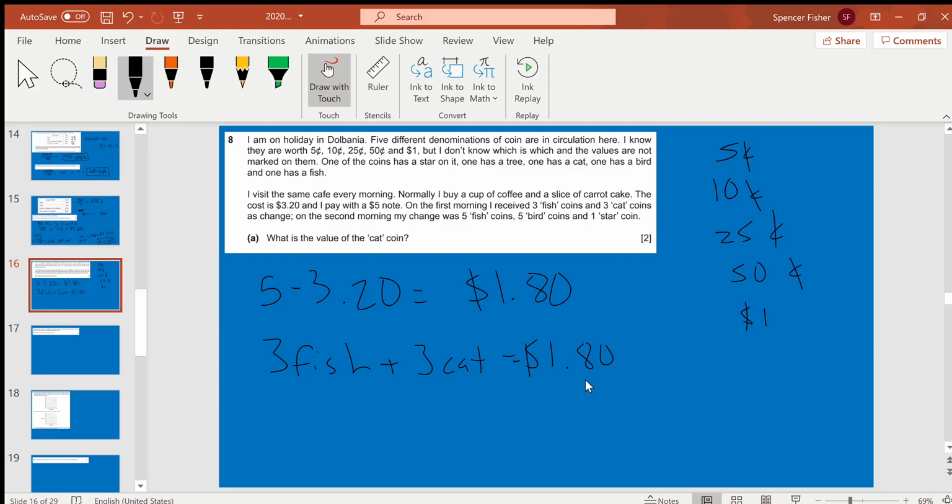So there's a couple of different ways you can go about doing this. The way that they say on the mark scheme is to divide everything by 3. And yes, that would be the easier way to do it. And I'm just going to show you, you don't have to write this down yourself if you'd prefer to do it the other way. If you wouldn't think to divide by 3, you don't have to worry about that, but keep it in your mind as a possibility. If we divide everything by 3, we have 1 fish coin plus 1 cat coin is 60 cents. So from here, it's actually a little easier to narrow it down.